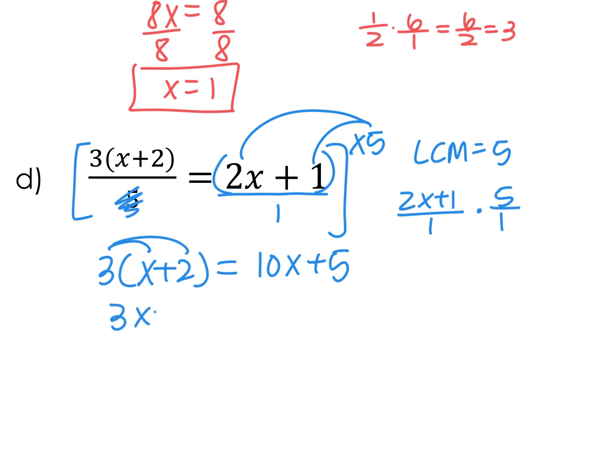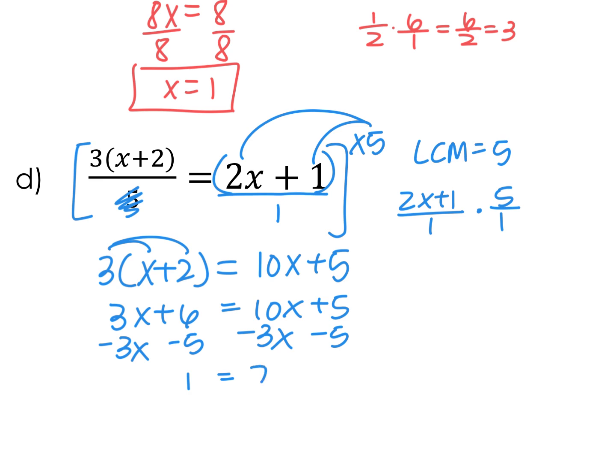Now I'm going to distribute here. So I have 3x plus 6 equals 10x plus 5. Do you guys want to move the 3 to be with the 10 or the 10 to be with the 3? 3 to be with the 10. It wouldn't be wrong if you did it the other way. But since I'm doing that, I need to also move the 5 to be with the 6. So I have 1 equals 7x. Divide by 7. X equals 1 over 7.